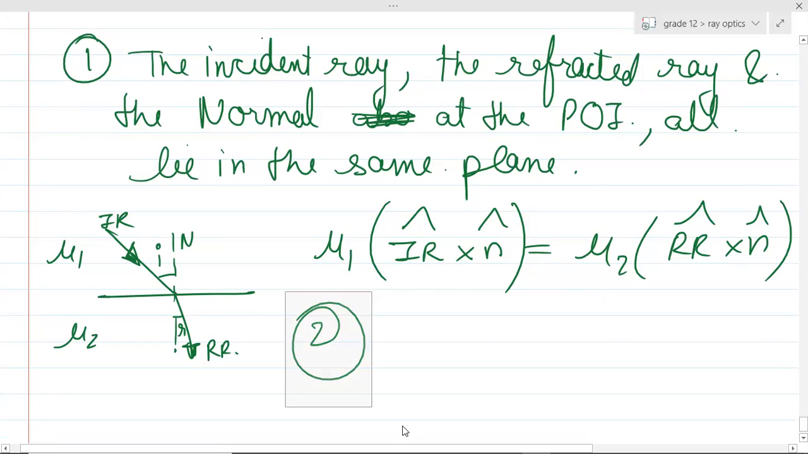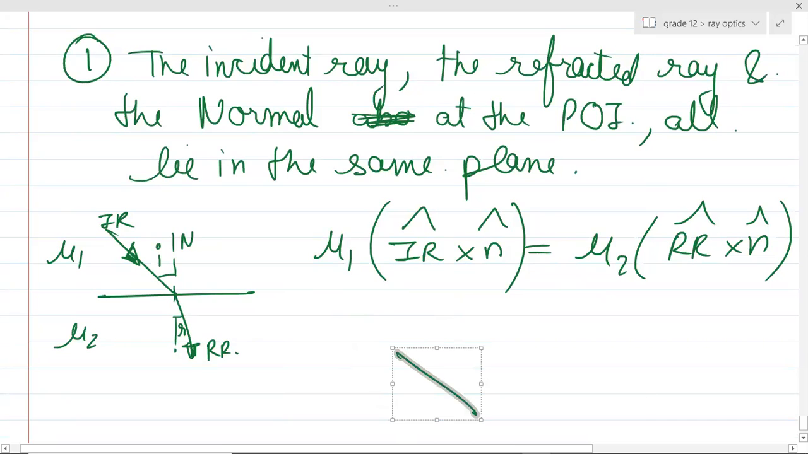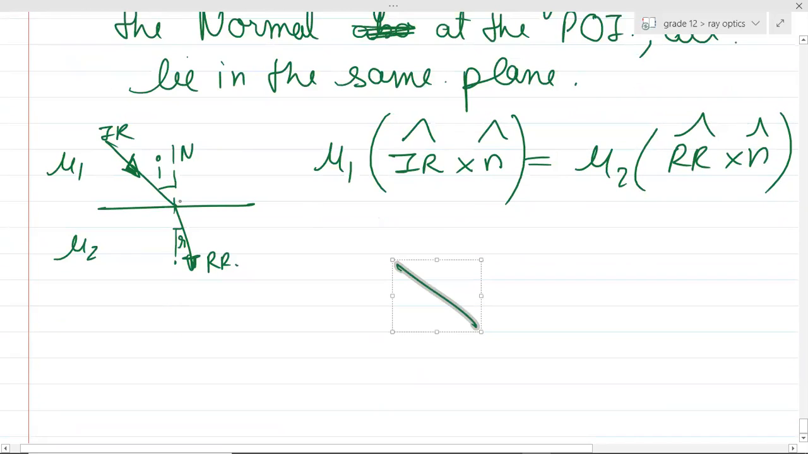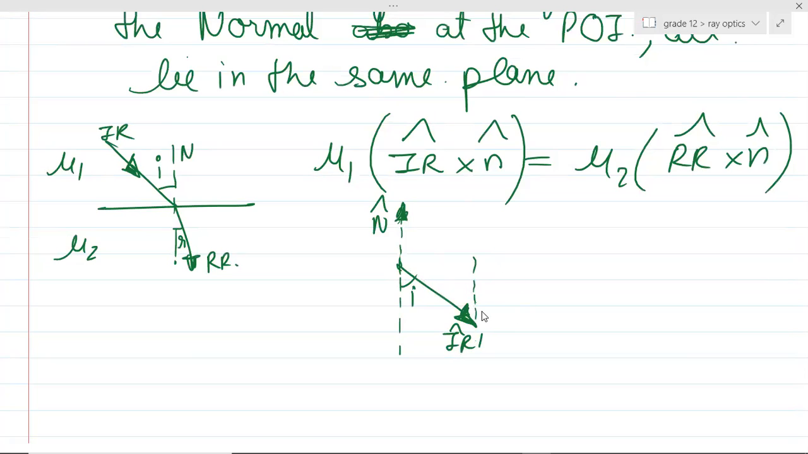Shall I make it in a diagram? So can you see incident rays like this? It's up to you guys. Do you want to take that direction as normal or this direction as normal? It's up to you. But generally, people take this as the normal. So n cap is in this direction. I cap is in this direction. And this angle is I. Do you remember? This angle is I, right? Then the angle between them is pi minus I.